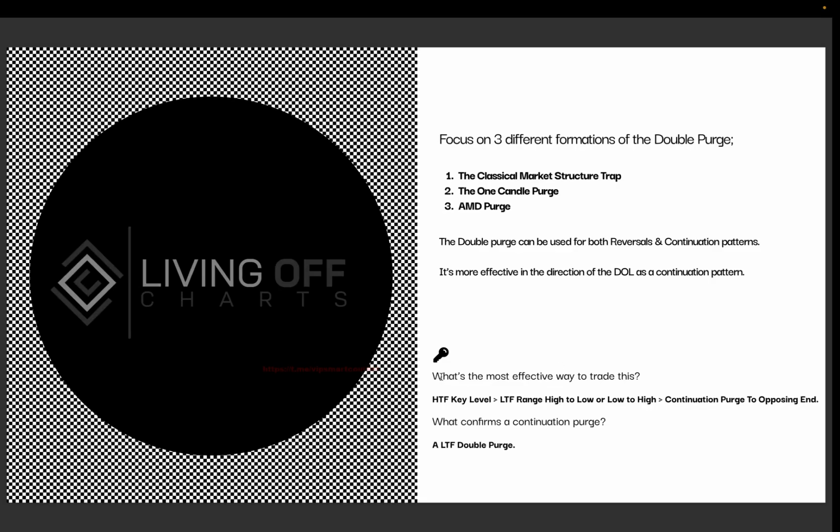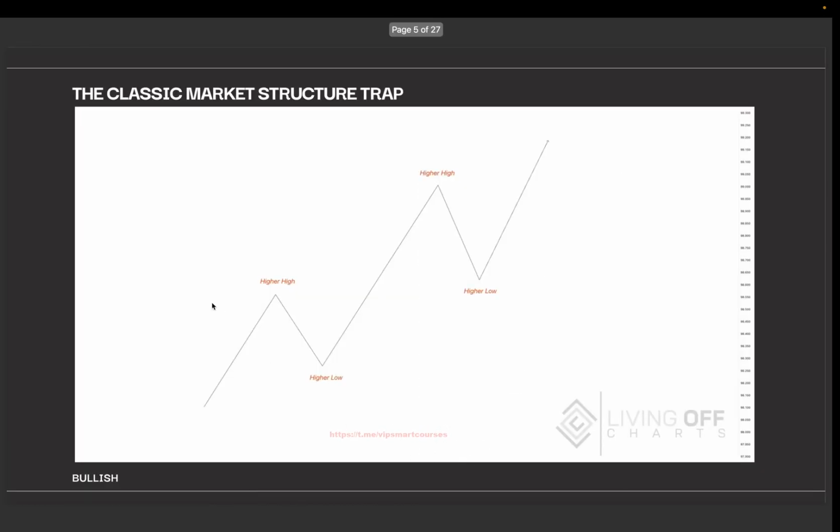Now what nobody talks about, what's the most effective way to actually apply the double purge? It's going to be from a high time frame key level, we go to a lower time frame range high to low or low to high, and we look for a continuation purge to the opposing end of the range. Now what confirms a continuation purge? It's a lower time frame double purge. So let's get into the first way it forms, and this is the classic market structure trap.